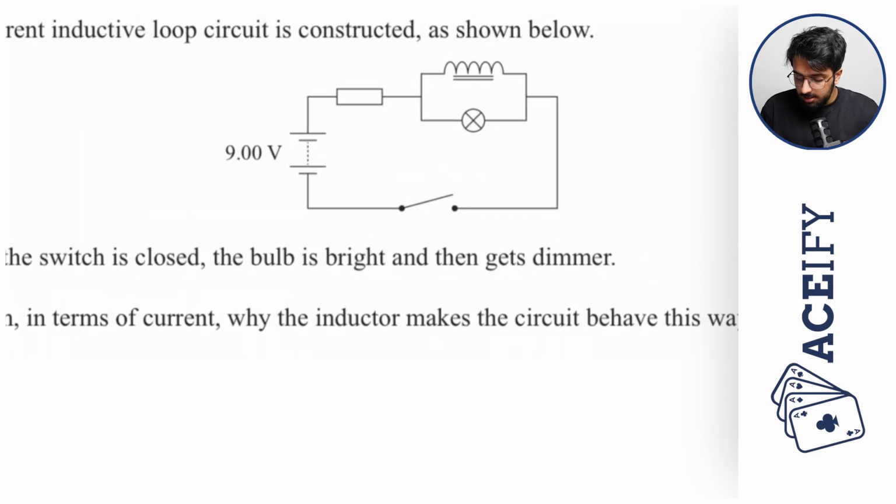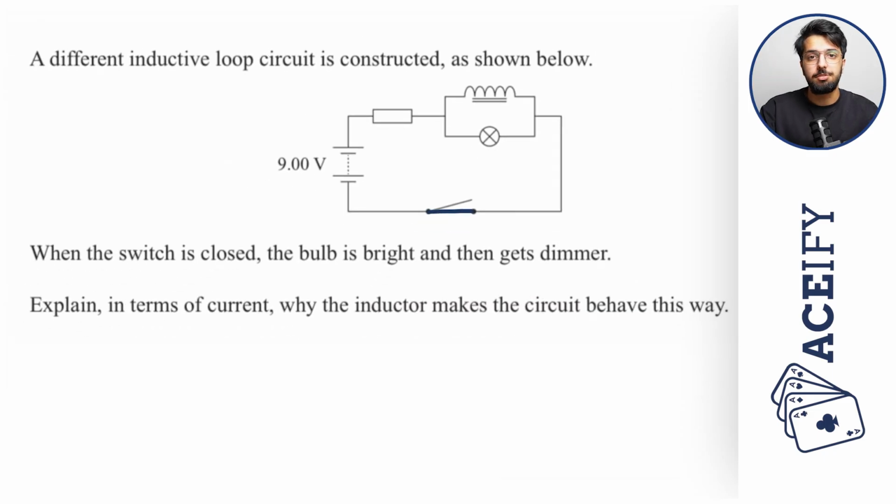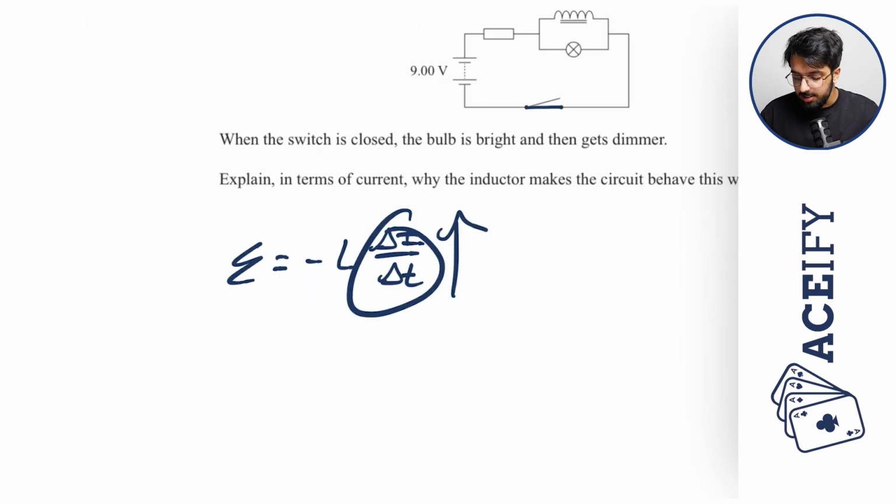So when the switch is initially closed, there is going to be a high rate of change of current, and as we know, the EMF being produced by the inductor is equal to negative L multiplied by the rate of change of current. And so if this value right here is high, and obviously the inductance of the inductor does not change during this time, we are therefore going to have a high back EMF.